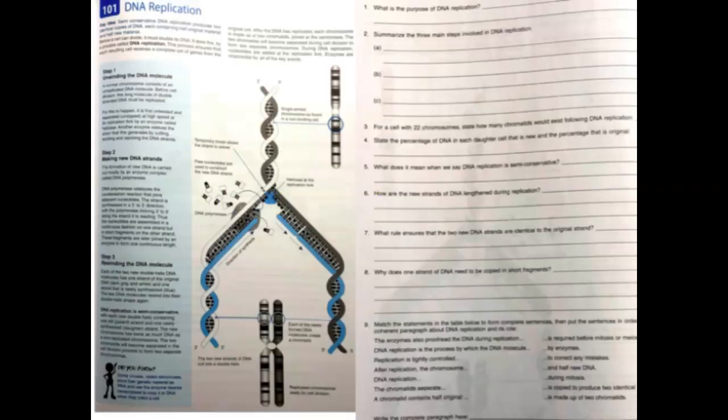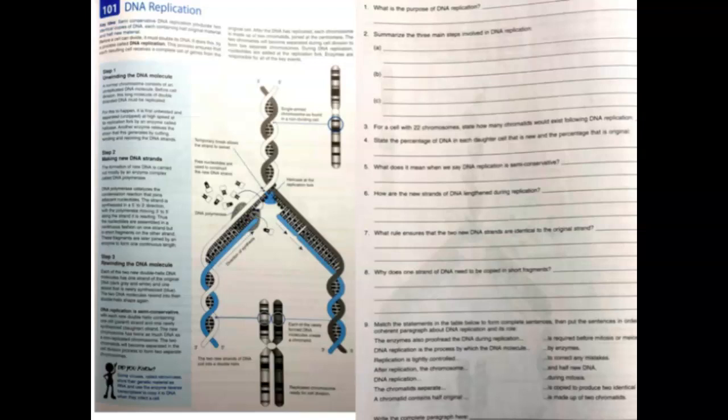Otherwise, here we go. All right, so here is Biozone 101. I know it's kind of hard to see on this screen, so if you want to open it up in your Biozone book, pause and grab that and open it up. This is showing you the semi-conservative method of DNA replication, which produces two identical copies of DNA, each containing half the original material and half the new material.